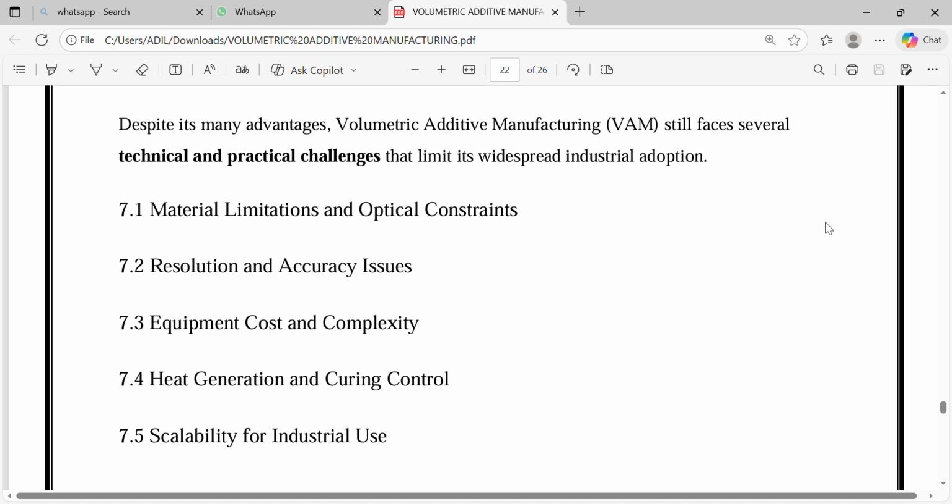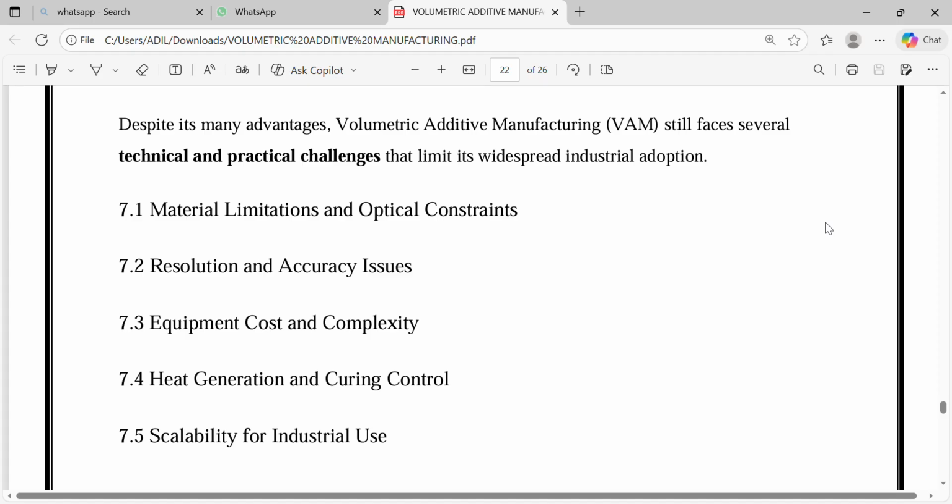Fourth is the heat generation and curing control. It affects the part quality, material properties, and printing speed. It can be managed by optimizing printing parameters, using a temperature control system, and selecting suitable resin.